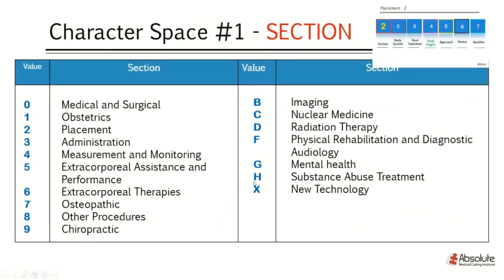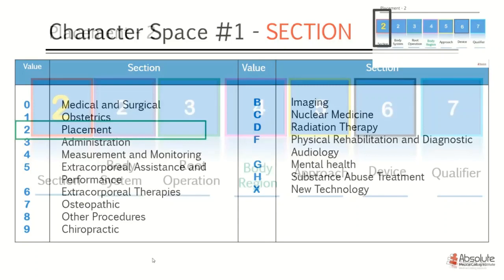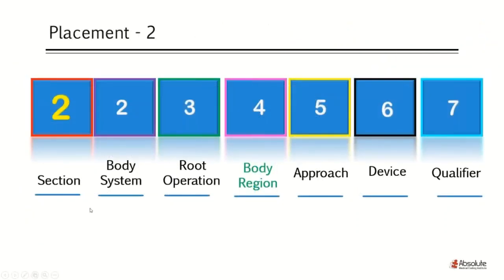Now it is time to move on. We've finished our discussion of obstetrics. Now it's time to talk about placement. What is placement? Well, we do know that if we are coding for placement, the value is 2. So we're going to define what placement is, but before we do that, let's take a look at a placement code. All right, so we know that the section is 2.